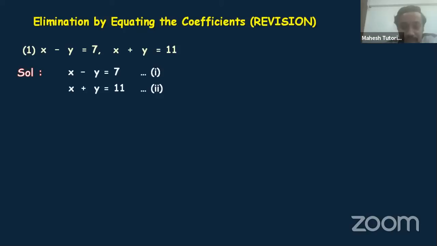The second step says: आपके दोनों इक्वेशन में दो दो अल्फाबेट्स हैं, राइट? The two alphabets are x and y. So the second step says select any one alphabet of your choice. Once again I repeat, select any one alphabet of your choice. x को सिलेक्ट करना है तो x को सिलेक्ट करो, y को सिलेक्ट करना है तो y को सिलेक्ट करो.